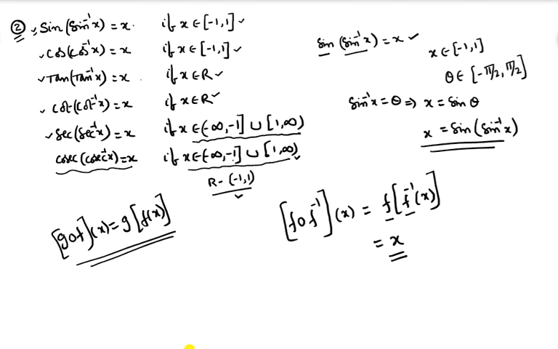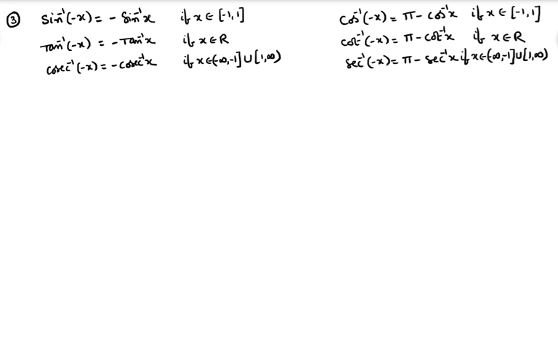You can see here the third property: sin inverse of minus x is equal to minus sin inverse x, tan inverse of minus x is equal to minus tan inverse x, cosecant inverse of minus x is equal to minus cosecant inverse x, whereas cos inverse of minus x is equal to pi minus cos inverse x, cot inverse of minus x is equal to pi minus cot inverse x, secant inverse of minus x is equal to pi minus secant inverse x.